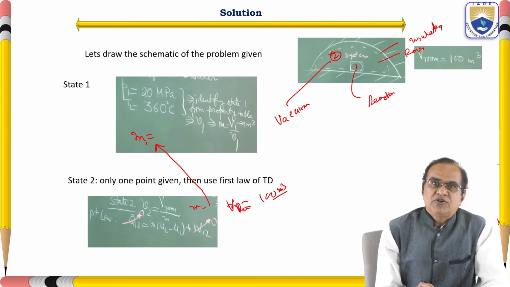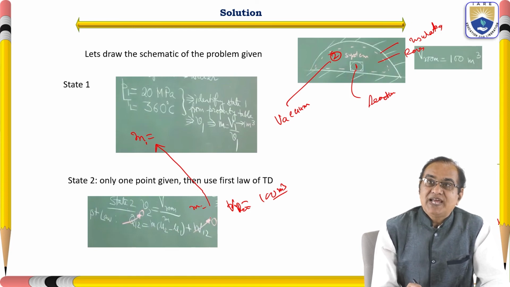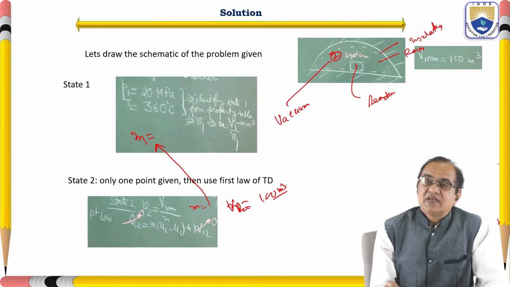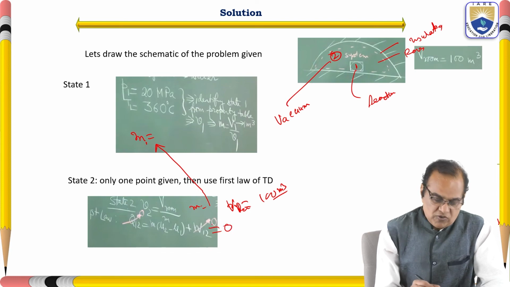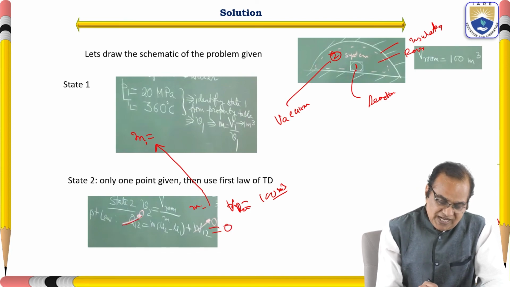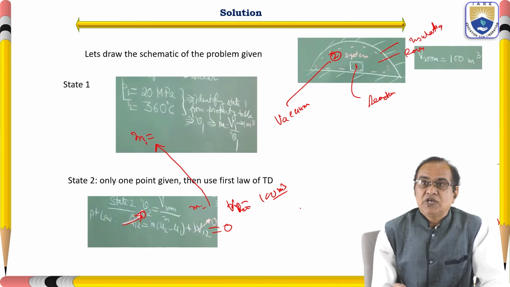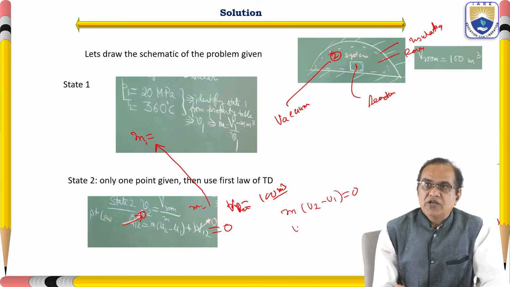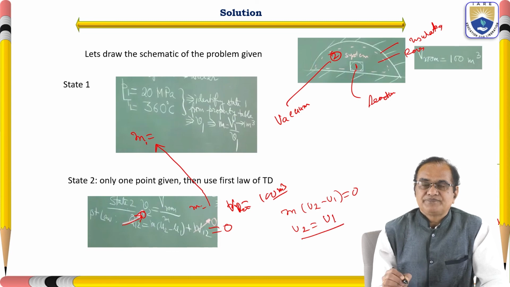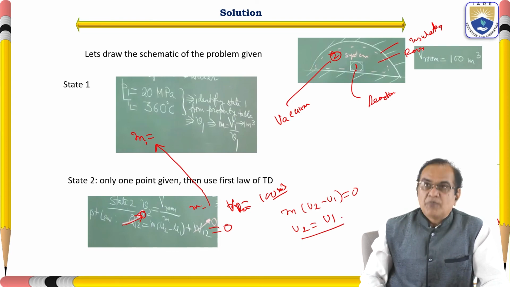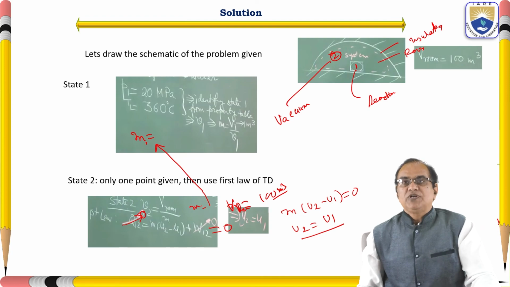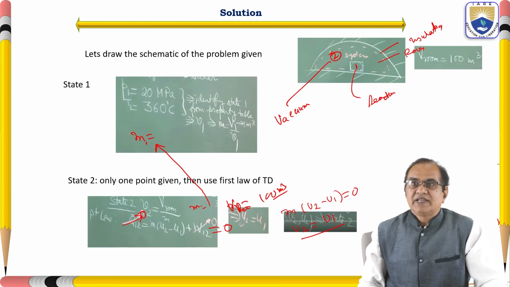So by the first law of thermodynamics, Q12 is equal to M (U2 minus U1) plus W12. Here it is a vacuum, so W12 is equal to 0. And it is insulated, so Q is also 0. So here M (U2 minus U1) is equal to 0, or U2 is equal to U1.